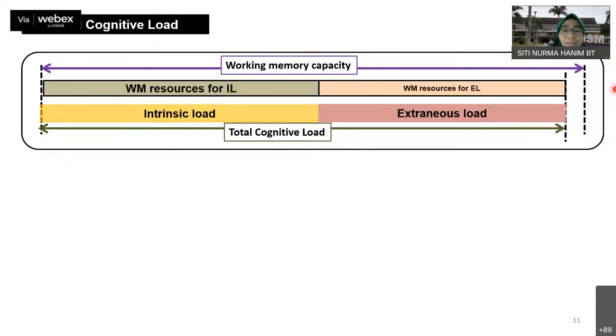Learning can happen. Why? Because this is the working memory resources that process the intrinsic load, and this is the working memory resources that process the extraneous load. So in this condition, students can understand our lecture, because intrinsic and extraneous load does not exceed working memory capacity.